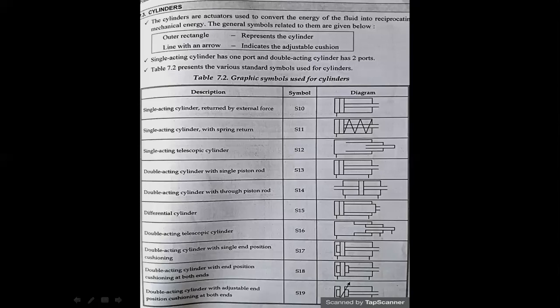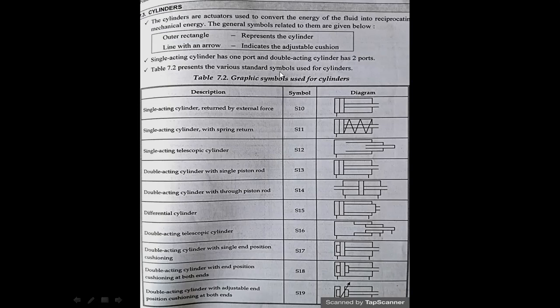Now we can see a symbol for the cylinders. Normally we'll be having a single acting cylinder and a double acting cylinder. So the single acting cylinder will be having one port, and the double acting will be having two ports. One port in the sense the inlet goes in, and the flow direction will be in one direction. Double acting means there will be two sets of ports, where one is taken as an inlet and the other is taken as an outlet. So both ways it can be represented.